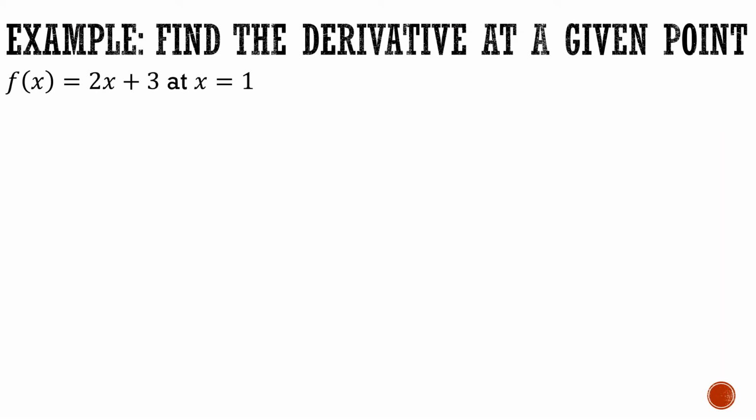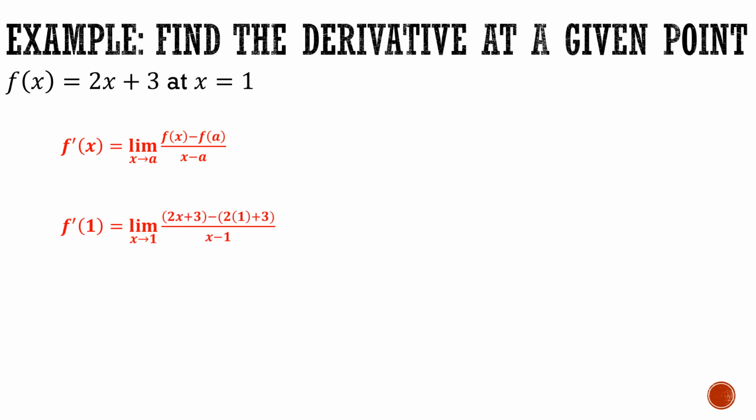Anytime you're finding the derivative, you're finding the instantaneous rate of change at a given point. All right, so our first example says find the derivative at a given point. Our function is f of x equals 2x plus 3, and the x value of the point is x equals 1. I'm going to start with my formula, and I'm using this formula because they gave me the x value. They told me that x equals 1. So I'm just setting up my original equation of the formula.